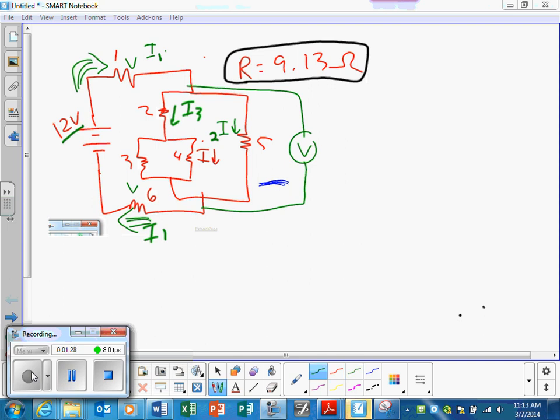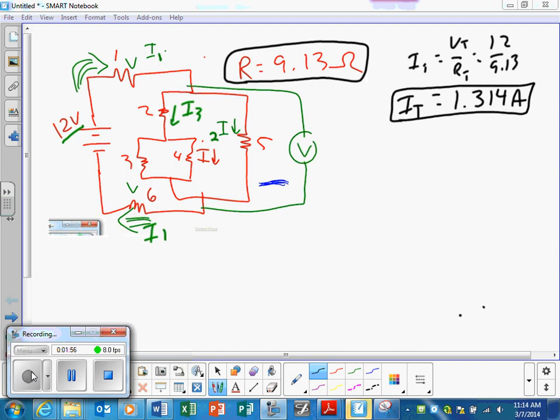And we have the total resistance. So the first thing I want to do is find the total current. So the current total then is volts total divided by resistance total, or 12 divided by 9.13. The current total is 1.314 amps. Okay, very good. Now, if I have that, then I know that is the total amount of current that's going to flow from here to here.